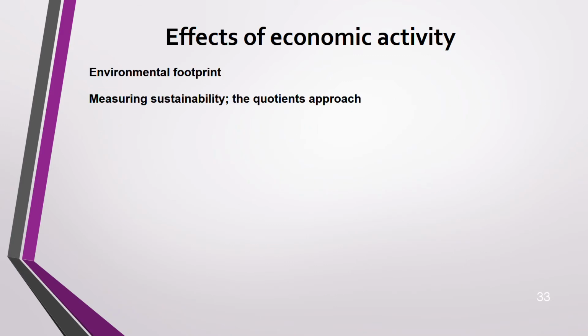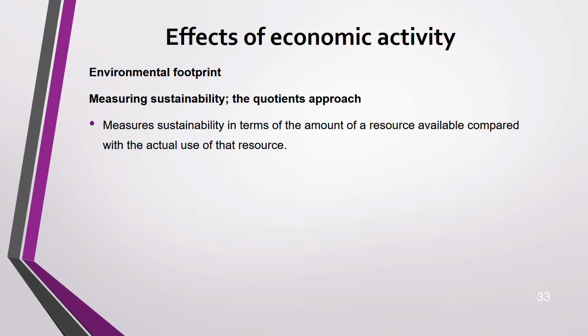So, how do you measure? There are two ways of measuring sustainability, the environmental footprint I'm talking about. One is the quotient approach. What is the quotient approach? How do you measure sustainability in the quotient approach? You compare the amount of resource that is available to the actual use of that resource. So you compare availability with the usage of the resource. Okay.